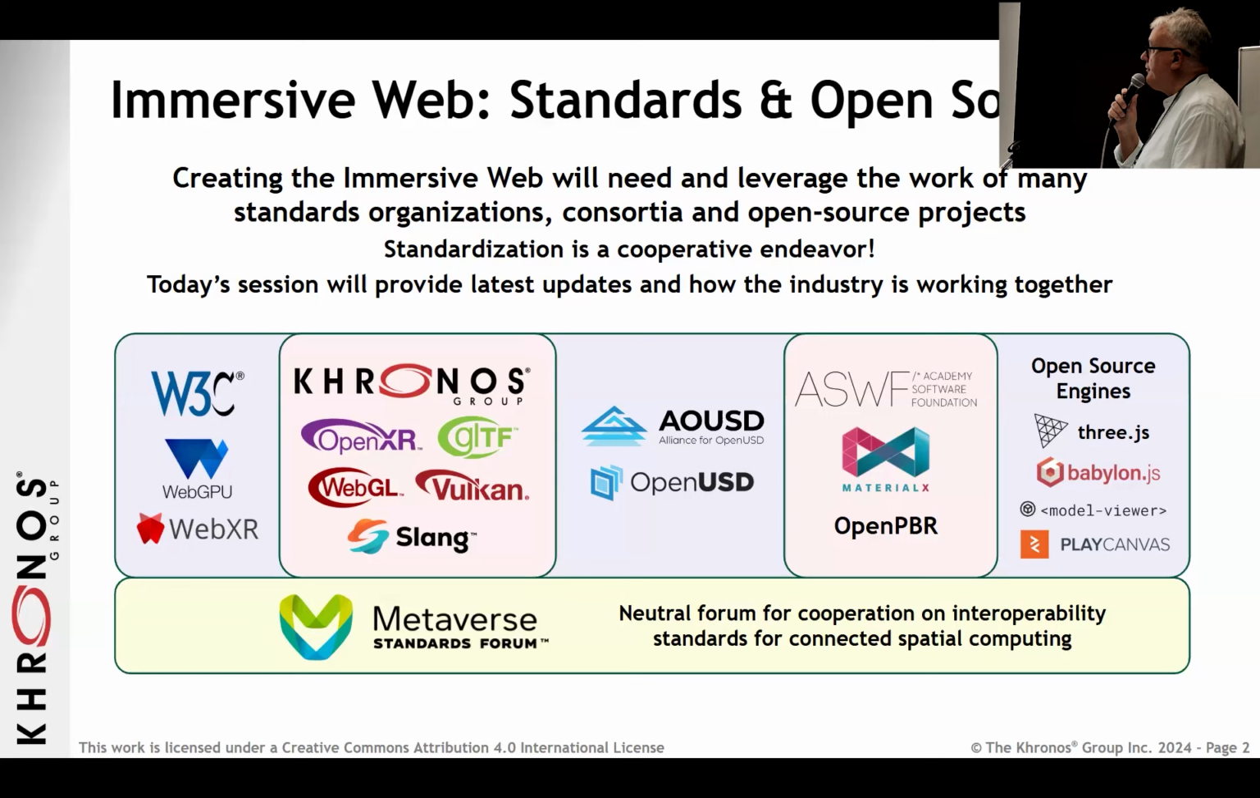So we're going to be hearing from some of the key organizations: W3C, Khronos. We have folks in OpenPBR, who's part of ASWF. We have Mr. Doob himself here for Three.js, some of the most important open source projects. And we're going to try and show not only what we're doing individually, but how we're trying to work together to make the web spatial.